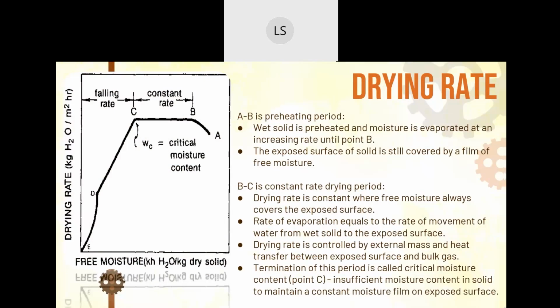This is the graph for the drying rate. Point A to B is the preheating period. The wet solid is preheated and the moisture is evaporated at an increasing rate until point B. The exposed surface of the solid is still covered by a film of free moisture.